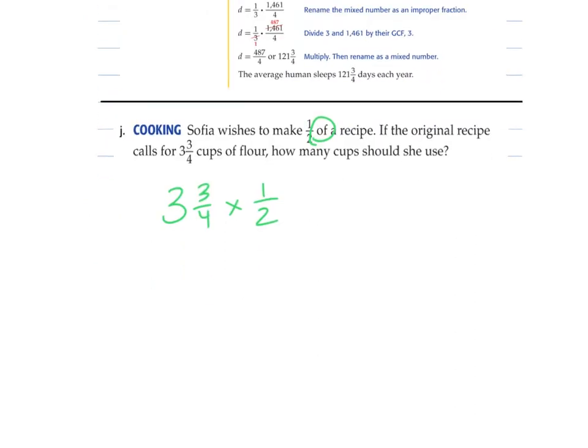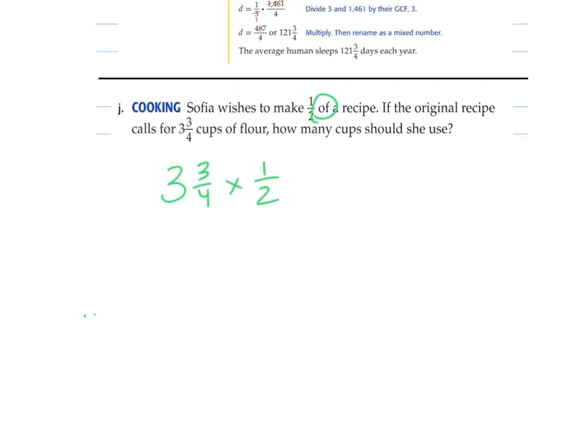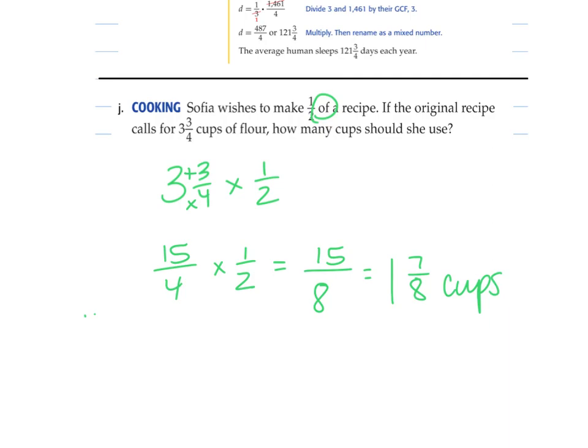Turn that 3 3/4 into an improper fraction by multiplying and adding. 4 times 3 is 12, plus 3 is 15/4 times 1/2. No shortcuts on this one, so 15 times 1 is 15. 4 times 2 is 8. Turning this back into a mixed number, that would be 1 and 7/8. So she would use 1 and 7/8 cups of flour.